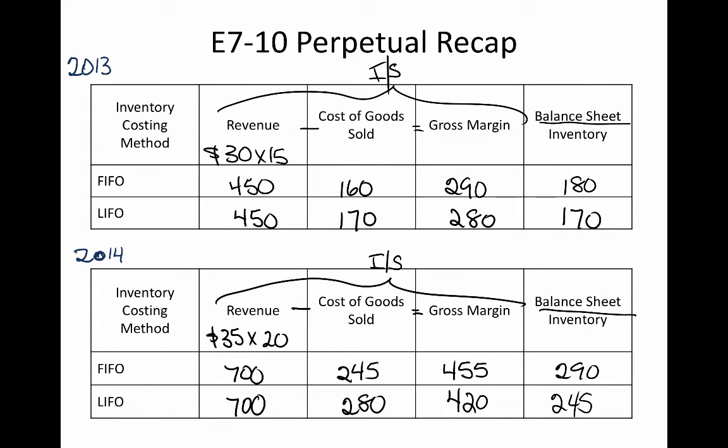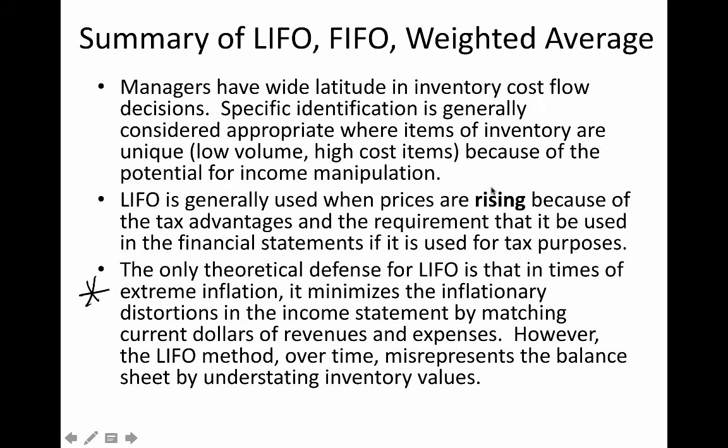2014. So to recap again, notice that LIFO gives us the largest cost of goods sold, the smallest gross margin, and the smallest net income, and the smallest ending balance on the balance sheet. Whereas FIFO gives us the smallest cost of goods sold, the largest gross margin and net income, and the largest ending balance on the balance sheet. And that's because the cost of the inventory was rising.